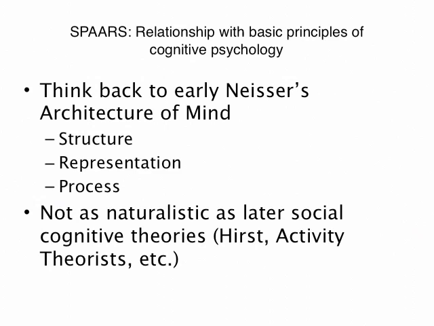Now, just to situate this whole thing within the context of the course, think back to early Neisser when he talked about the architecture of mind, had those three components: structure, representation, and process. And that's essentially what we're seeing here. There is structure, organization of information into schemas. The content of that has to be personally relevant, goal relevant: self, world, and other. And then there's a certain process by which those appraisals are made.